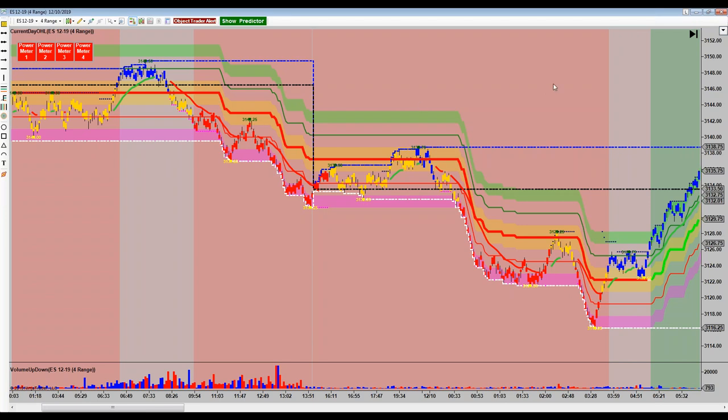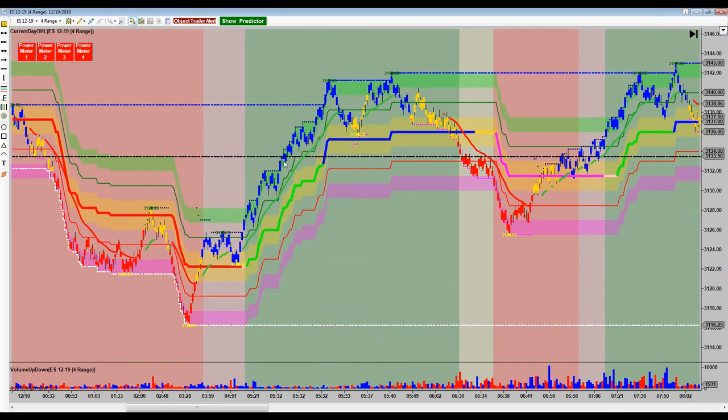Okay? All right. And if we're getting long in uptrends, we look for pullbacks or retracements into support to get long. So for instance, here's a thrust up, background turns green, bars are predominantly blue, we're looking to get long, and we pull back into the mid-band area here to get long. Okay?